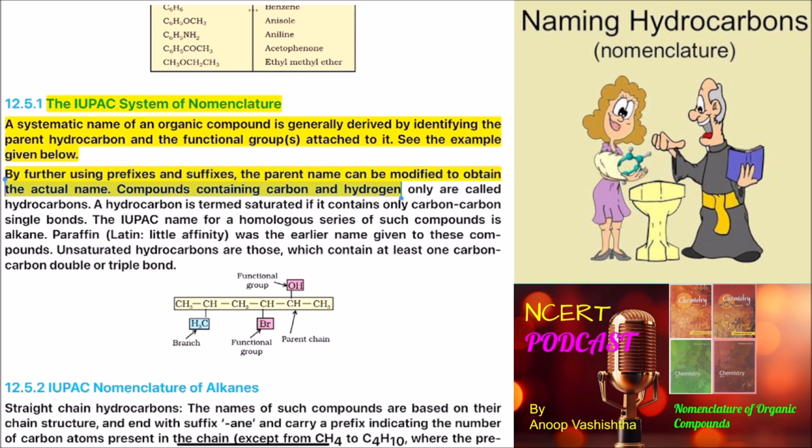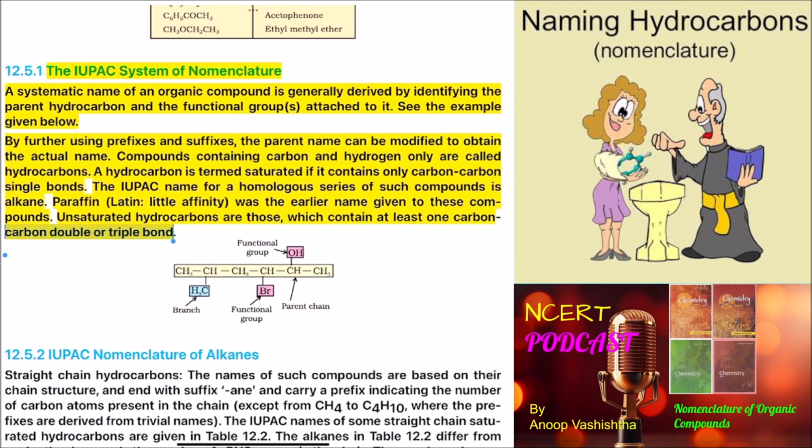Compounds containing carbon and hydrogen only are called hydrocarbons. A hydrocarbon is termed saturated if it contains only carbon-carbon single bonds. The IUPAC name for a homologous series of such compounds is alkane. Paraffin, Latin for little affinity, was the earlier name given to these compounds. Unsaturated hydrocarbons are those which contain at least one carbon-carbon double or triple bond.